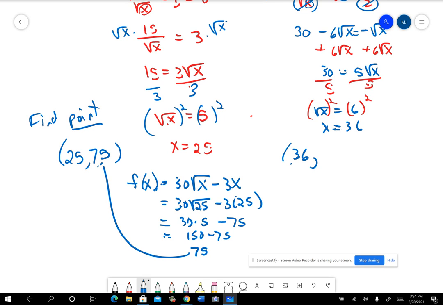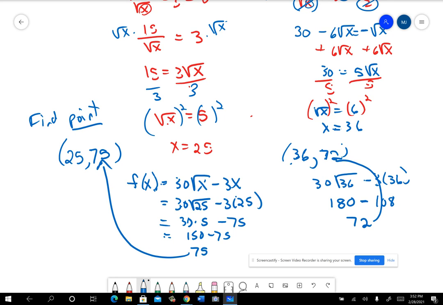And to find the y coordinate of the other point, we'll do the same thing, but we'll plug in 36. So that's 30 times 6, which is 180. And 3 times 36 is 108. So that would be 72. So that would go in there for the y.